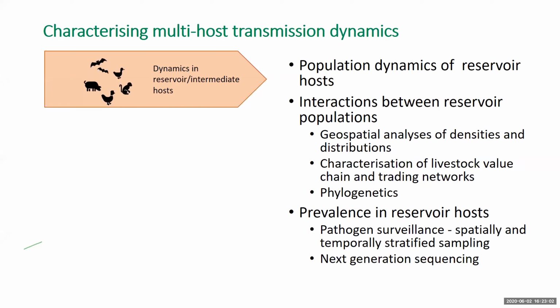In terms of ascertaining the prevalence of disease in these reservoir hosts, increased pathogen surveillance is of course important, but I think a lot of surveillance and sampling so far has been geared towards just obtaining samples for genetic and laboratory analyses, and maybe we need to give more thought to how we can better design these sampling strategies to really inform how the dynamics in these populations change over space and time. So that would involve spatially and temporally stratified sampling. And of course, next generation sequencing approaches are really crucial for identifying potential pathogens that aren't well defined or not yet identified.